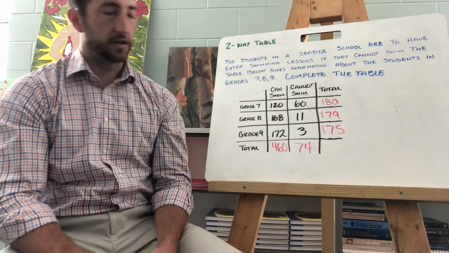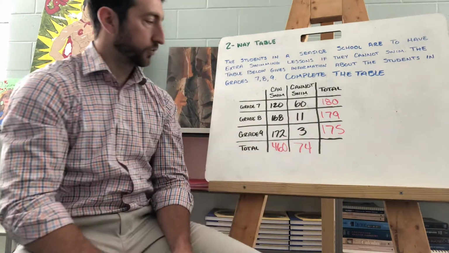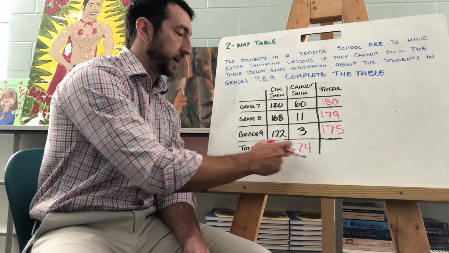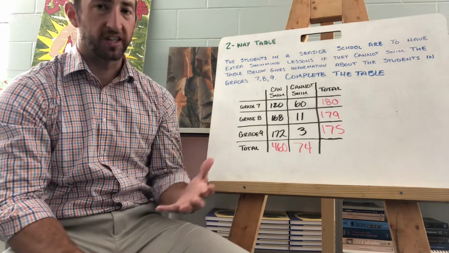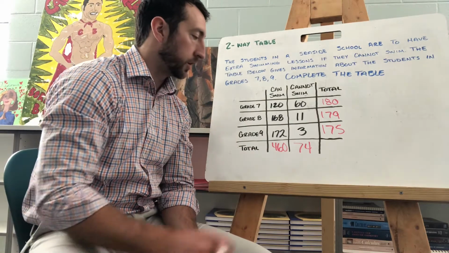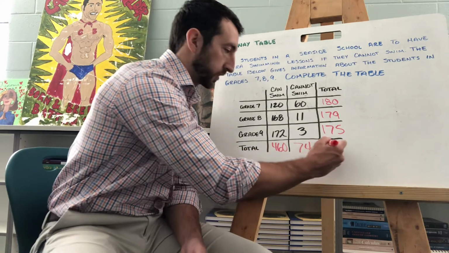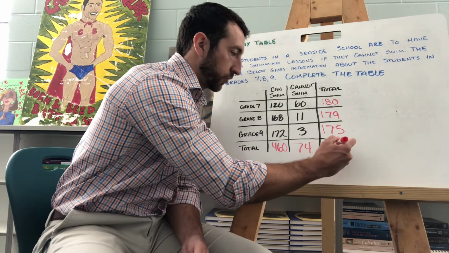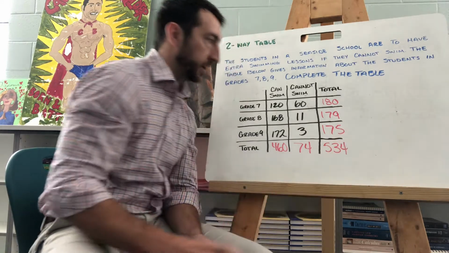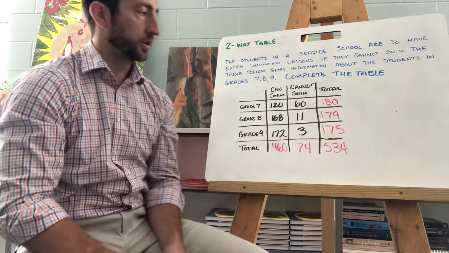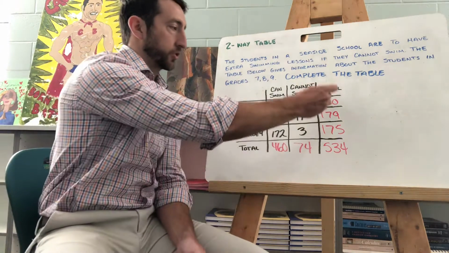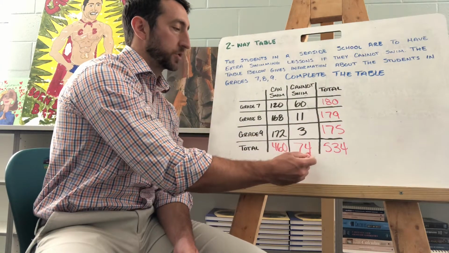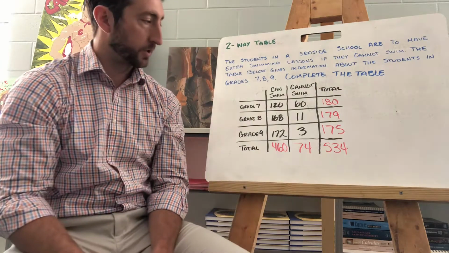And then to get the total number of people in the school, we're going to add these two numbers together, or you can add these three numbers together. You should get the same number. So I'm going to add those together, and we get 534. And if we added these numbers together, you also get 534. That's the easy way to check: make sure these three numbers added together equal those two numbers added together. They should both add to be your total.